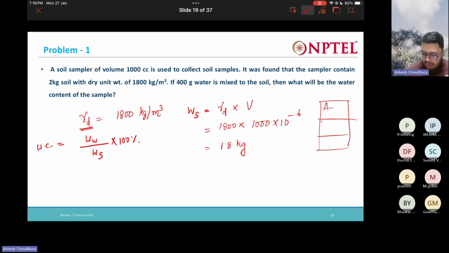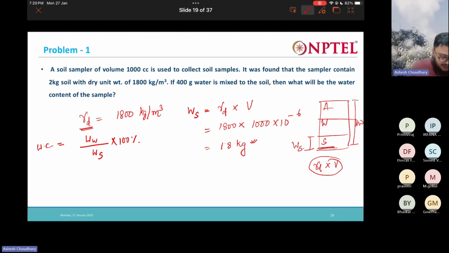I have air, water, soil, right? The total volume is 1000 cc. I want this weight. How can I find out this weight? If I multiply gamma d with the total volume, I will find out the weight of soil solids, right? So I get the weight of soil solids as 1.8 kilograms.